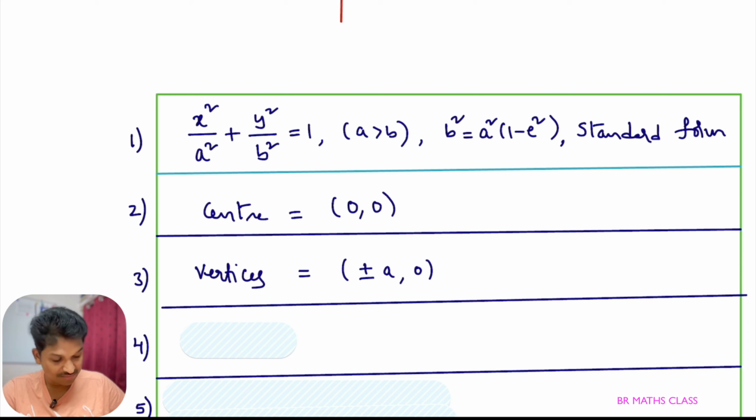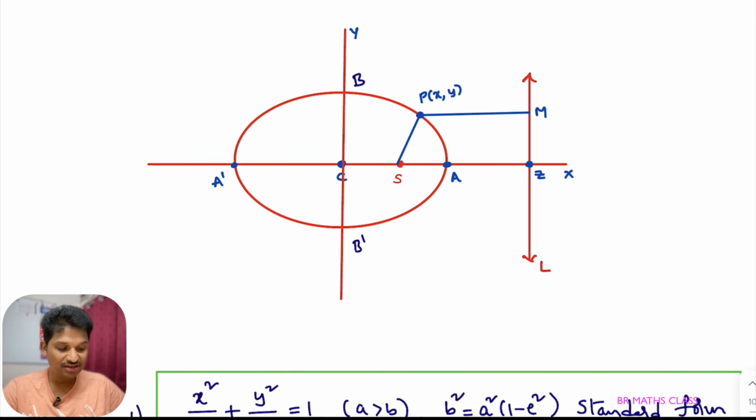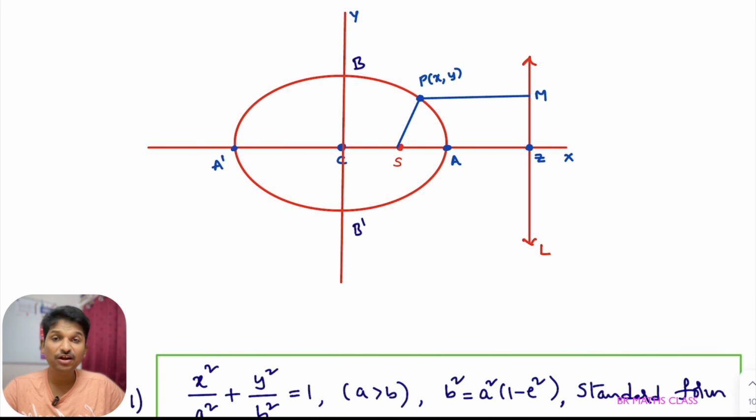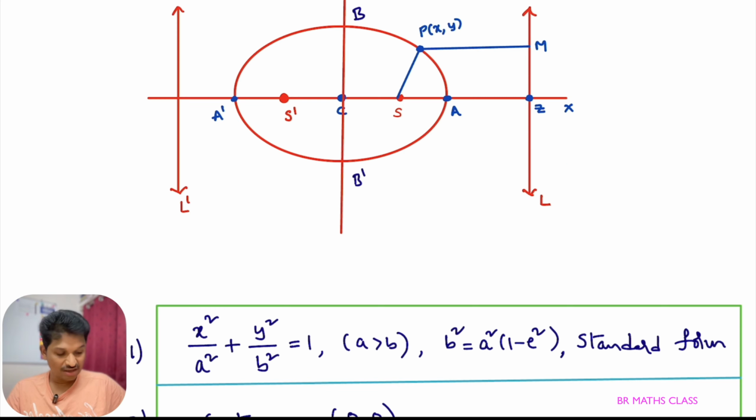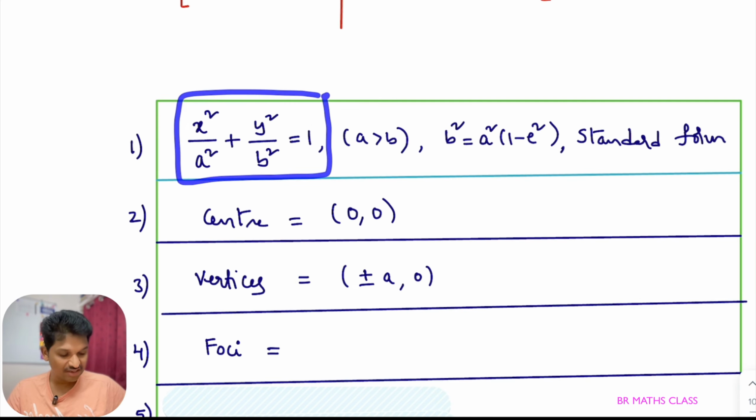Okay. Next one. You observe here, I have written foci, not focus. Here, while deriving this, at the end of the derivation, I explained: as this ellipse is symmetrical about the coordinate axis, we'll get one more focus and one more directrix. In the standard form of the ellipse, x square by a square plus y square by b square equal to 1, we get two focuses and two directrices. Two focuses are there. That's why we use the plural here. Plural is foci. So, what is foci?